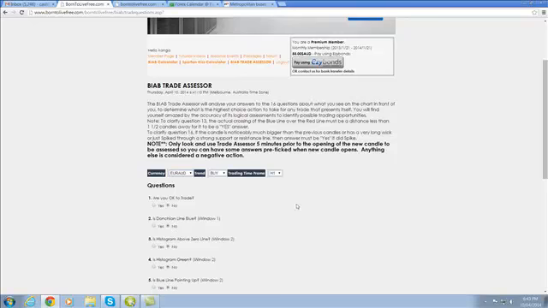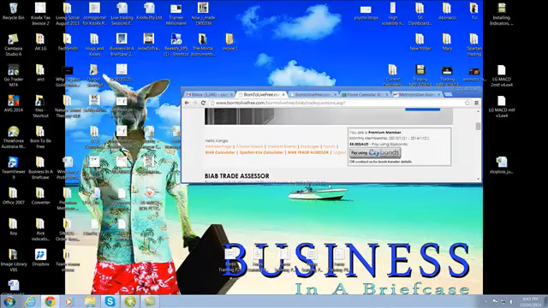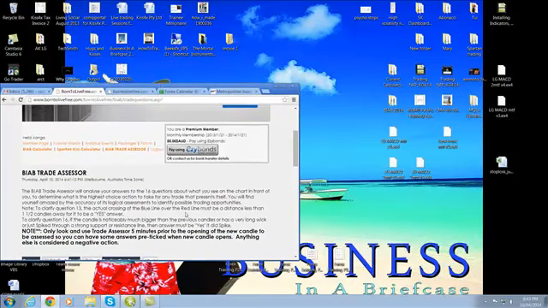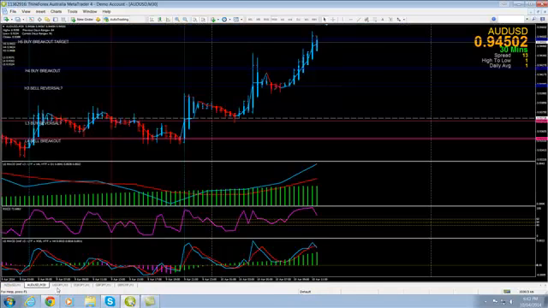So at this stage let's minimize or restore down this window, and what we're going to do is prepare. Maybe we'll do Aussie US.